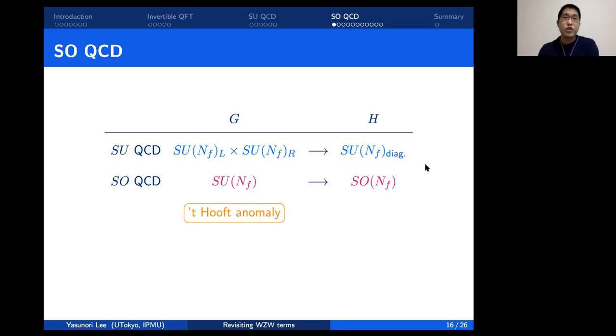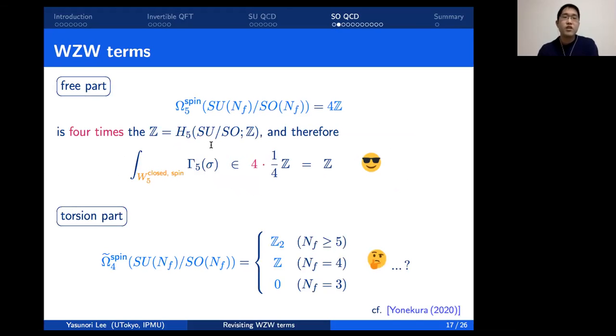Again, there is a 't Hooft anomaly of the flavor symmetry in the UV for NF larger than or equal to 3, which is matched in the IR by a slightly different Wess-Zumino-Witten term. This time, it integrates to 1/4 on generic closed 5-manifolds. So one can compute the Bordism groups as in the SU QCD case, and the 5-dimensional spin Bordism group turns out to be Z, which is 4 times the 5th homology group, and therefore the ordinary Wess-Zumino-Witten term is guaranteed to be well defined. So 4 times 1/4 is an integer.